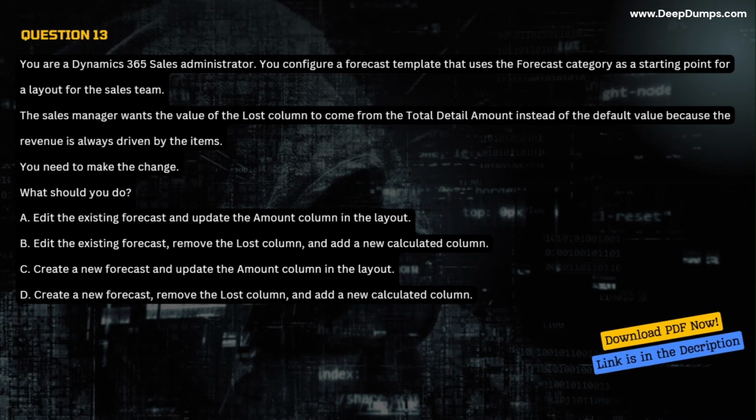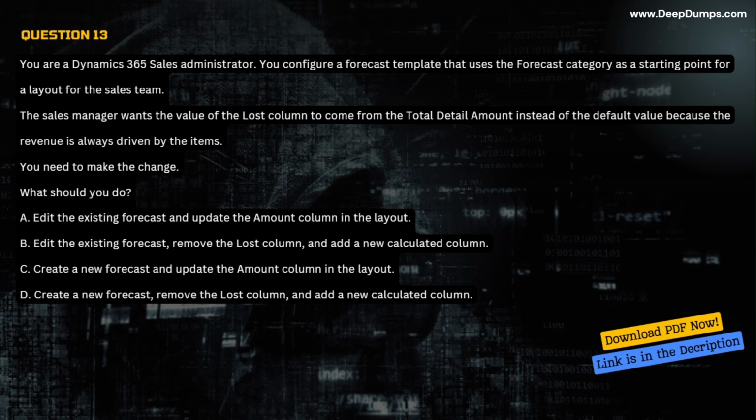Question 13. You are a Dynamics 365 sales administrator. You configure a forecast template that uses the forecast category as a starting point for a layout for the sales team. The sales manager wants the value of the lost column to come from the total detail amount instead of the default value because the revenue is always driven by the items. You need to make the change. What should you do? A. Edit the existing forecast and update the amount column in the layout. B. Edit the existing forecast, remove the lost column, and add a new calculated column. C. Create a new forecast and update the amount column in the layout. D.